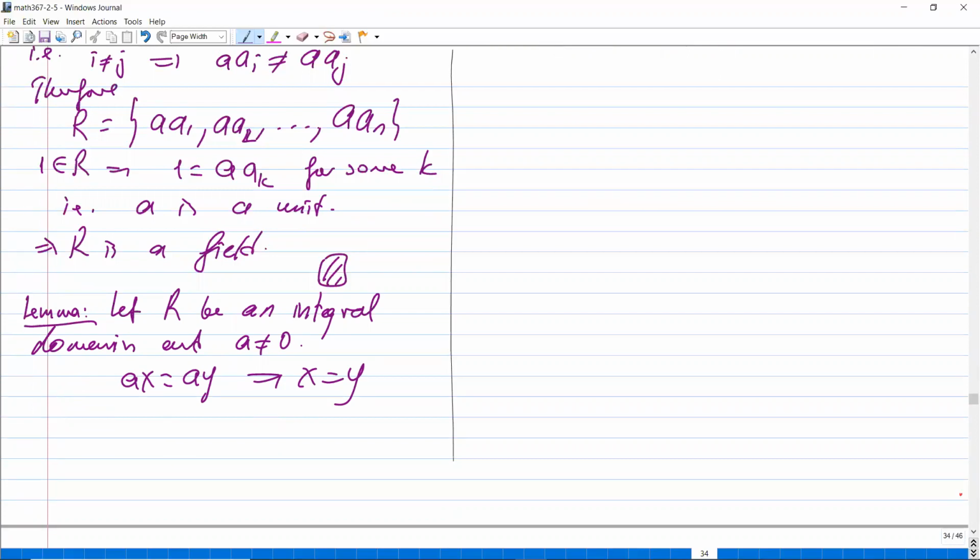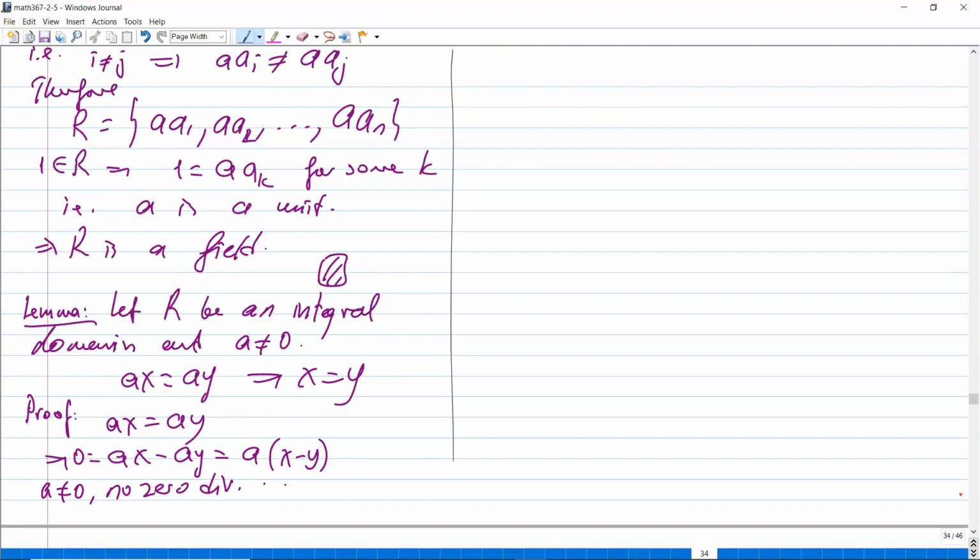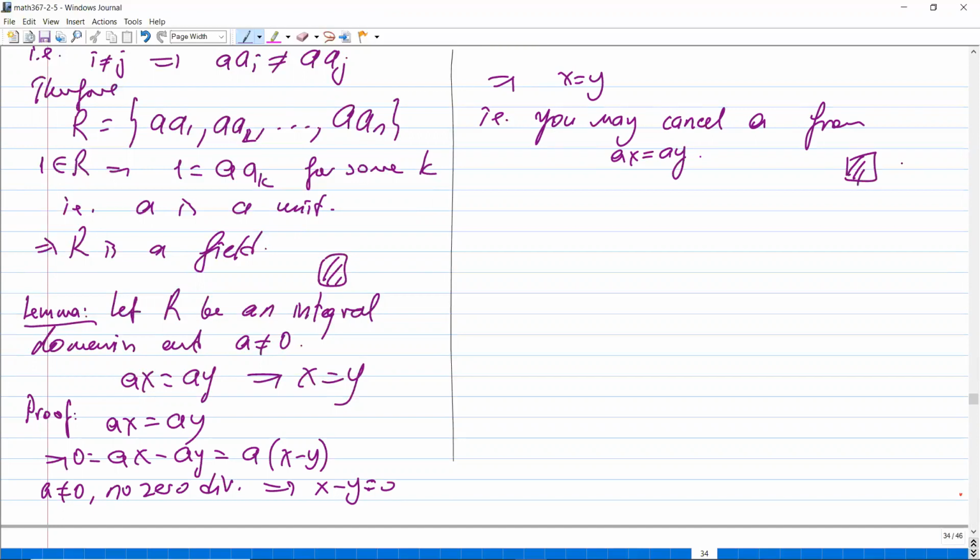Why is that? Here is a simple proof. Instead of using that it has no zero divisors every time, we can just cancel non-zero elements from both sides, just like in integers. If ax is equal to ay, this implies that ax minus ay is equal to 0, or a times (x minus y) is equal to 0. Since a is not 0, and R has no zero divisors, x minus y must be 0. Therefore x is equal to y. Namely, you may cancel a from ax equal to ay in an integral domain. Nice.